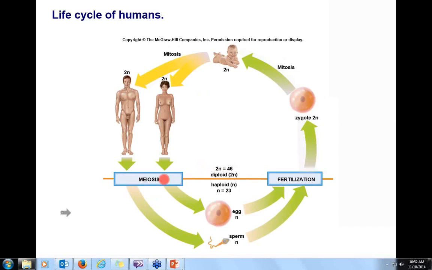Meiosis is the product of cell division in which the female creates an egg and the male creates a sperm. And they are 1N, and N is haploid, meaning they are 23. So the egg and the sperm come together at fertilization and create a zygote, which could possibly lead to a new human, and that human is 2N, so that human has 46 chromosomes.